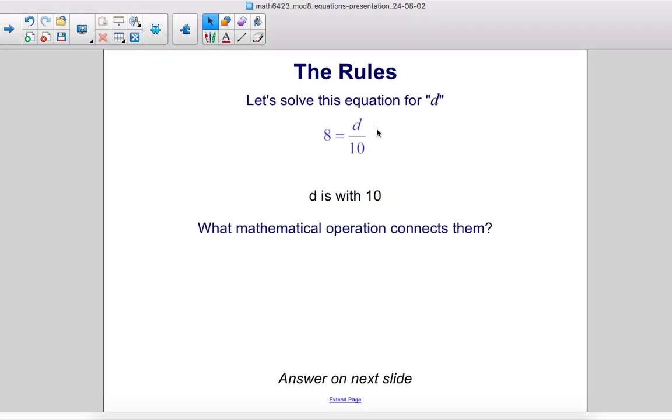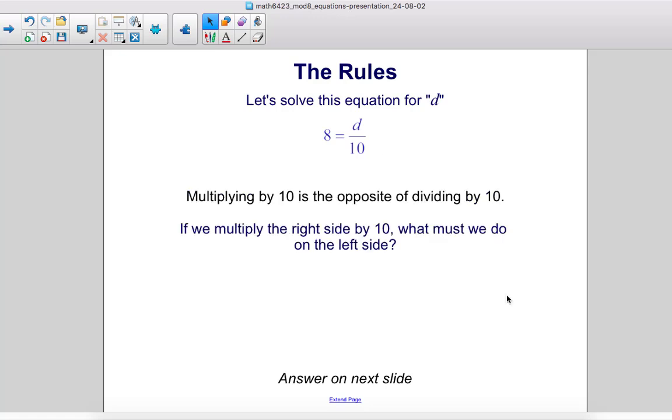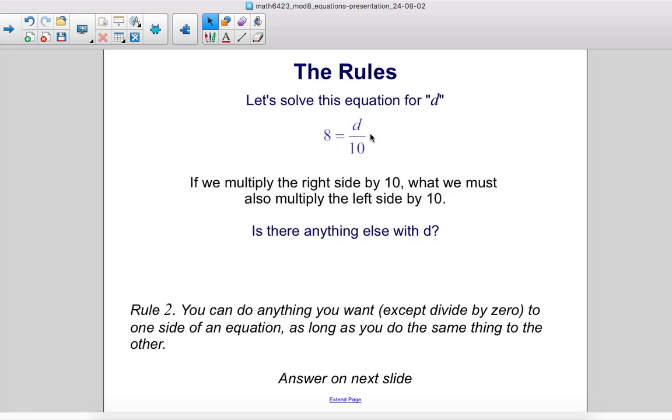What mathematical operation connects them? D is being divided by 10. What's the opposite of dividing by 10? Multiplying by 10 is the opposite of dividing by 10. If we multiply the right side by 10, what must we do on the left side? If we multiply the right side by 10, we're going to have to also multiply the left side by 10.